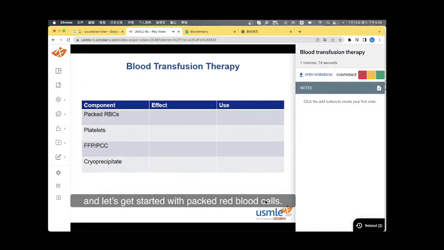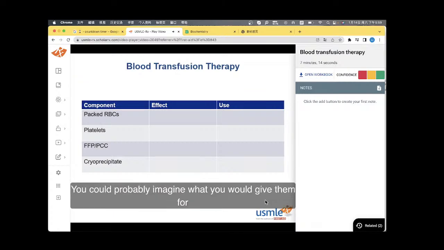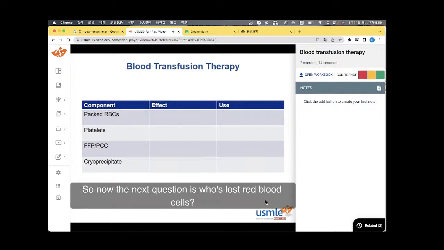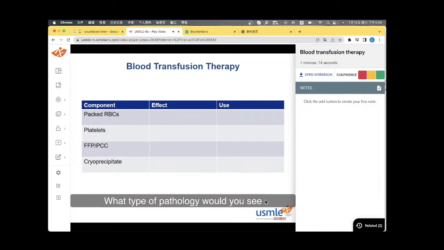And let's get started with packed red blood cells. These are exactly what they sound like, just red blood cells. You could probably imagine what you would give them for, to replace people who have lost red blood cells. So now the next question is, who's lost red blood cells? What type of pathology would you see when you lose red blood cells? Well, that would be two things.